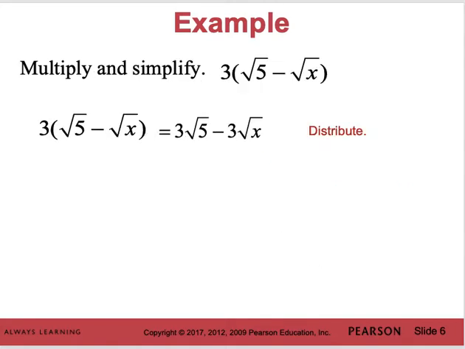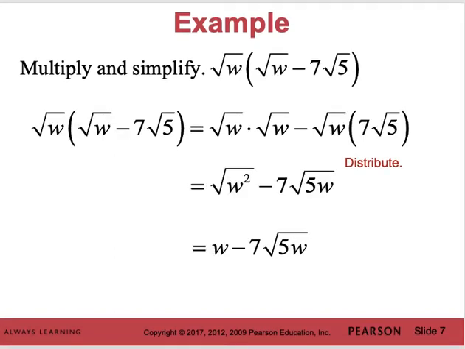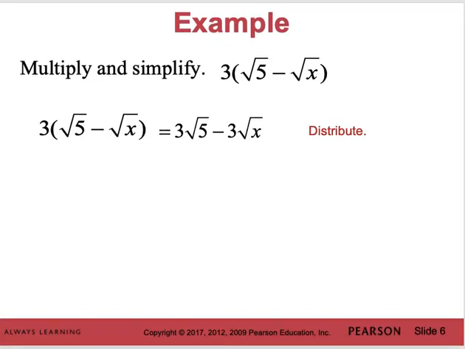Multiply and simplify. 3 times the quantity, square root of 5 minus the square root of x. So if we multiply and simplify this, we would have 3 times the square root of 5 minus, we're going to distribute, 3 times the square root of 5 minus 3 times the square root of x. And then ask yourselves, can we simplify that any further? No, we can't, because these radical signs do not have the same value underneath them. We can't combine this any further.